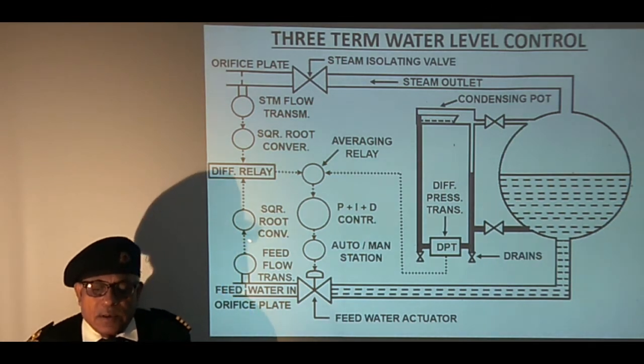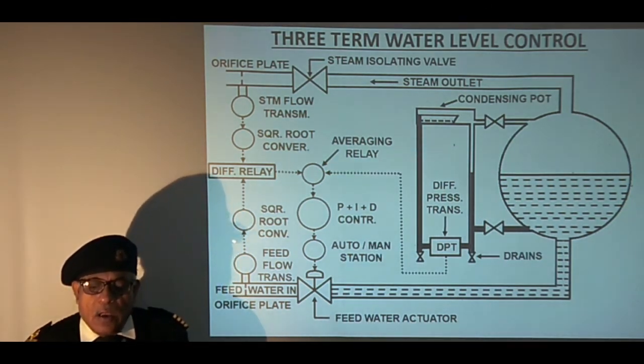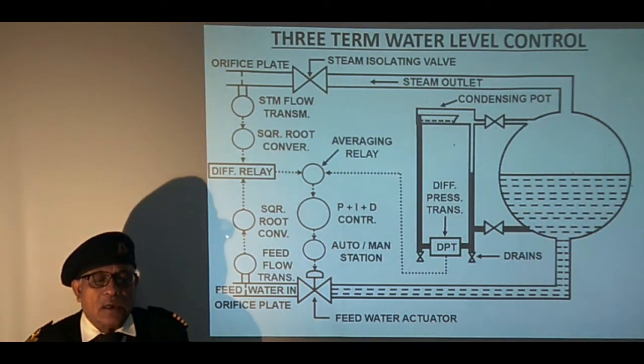Averaging relay compares both linear signals and feeds the output to the PID controller, which then gives the correcting signal to the feed water actuator through the auto manual station and maintains the level.